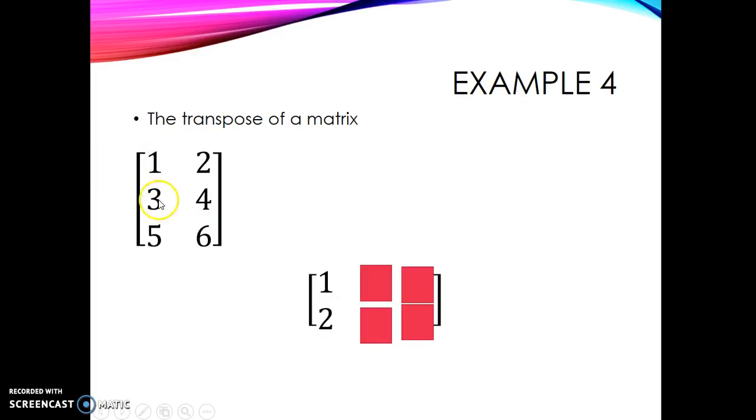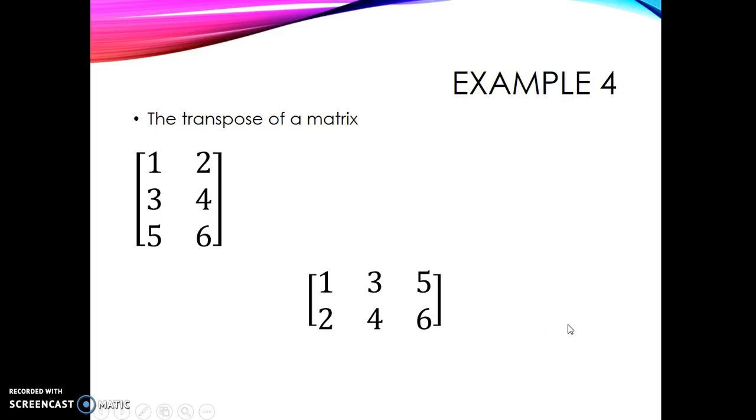Let's try the next one. The next one is in row 2, column 1, so it will be in row 1, column 2. This element here is in row 2, column 2. The 2 and 2 will swap, so it will be in that position. Try the next one. Row 3, column 1 will become row 1, column 3. This number 6 is obviously going in the remaining place. The transpose of a matrix.